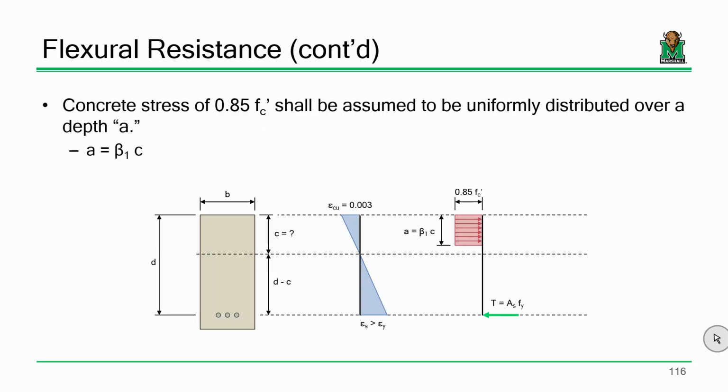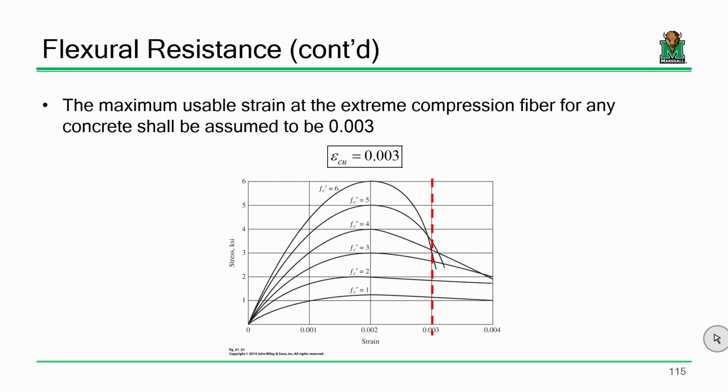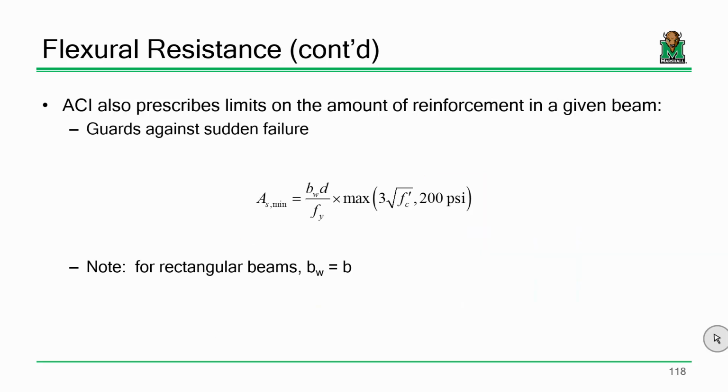As for the stress block, we define that depth a to be related to the neutral axis depth c by this constant beta 1. And beta 1 shrinks as the concrete gets stronger. The larger the compressive strength, the smaller beta 1. So you can think of it like this: the larger that beta 1 value is, the skinnier your stress block is. And that's basically what we've got going on here. Okay? So it's a linear fit between 4 ksi and 8 ksi, and constant anywhere after that or before that.